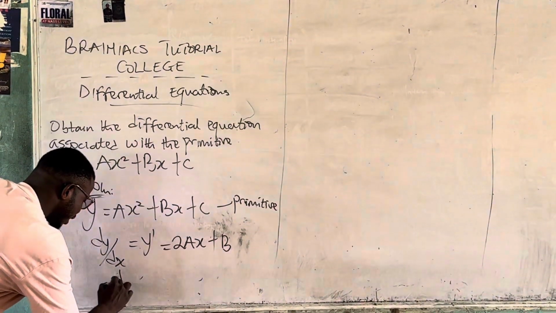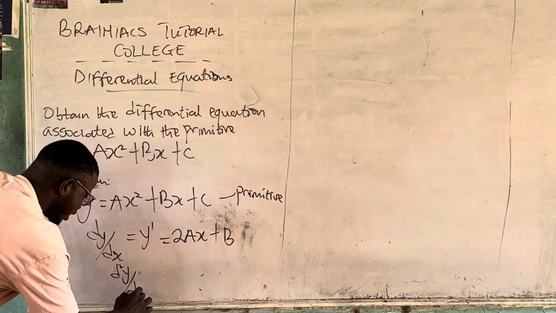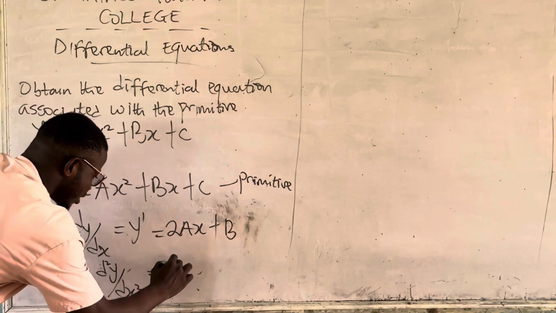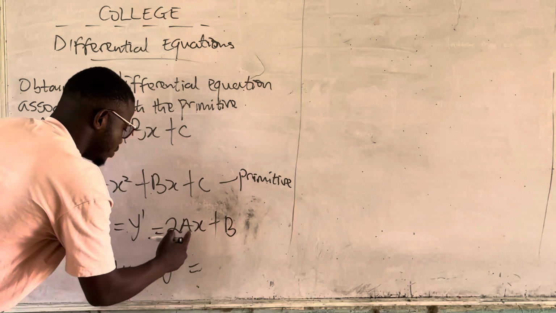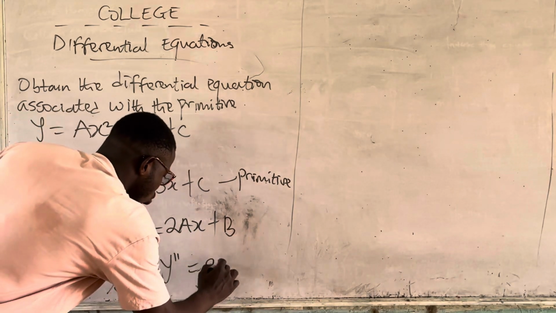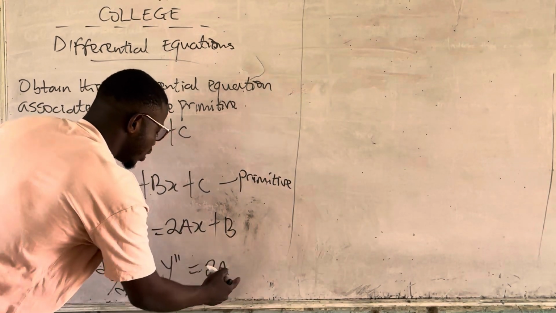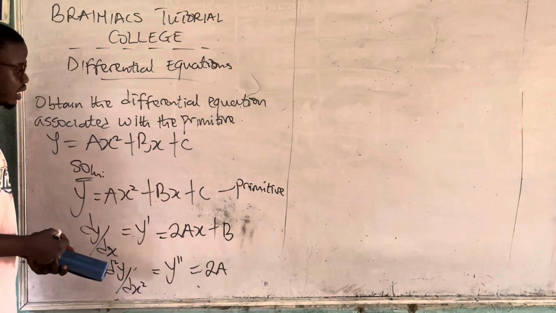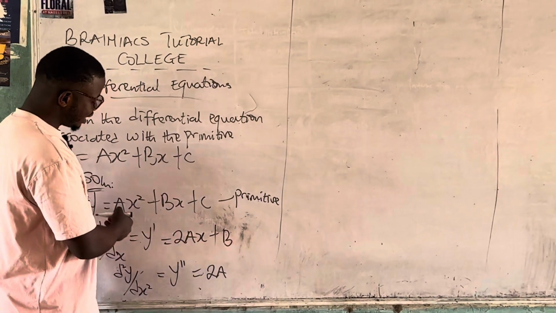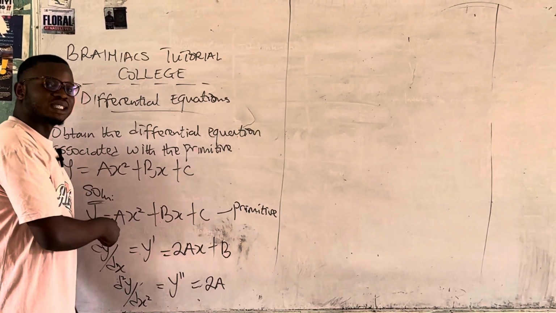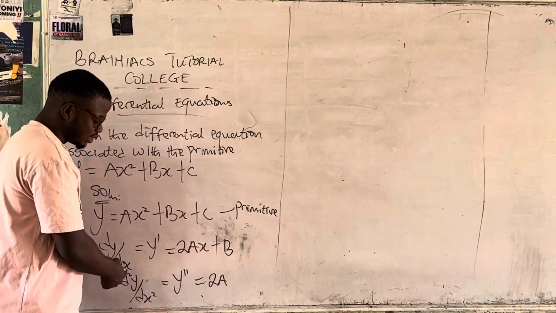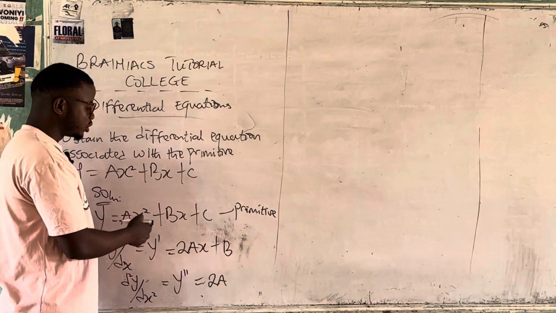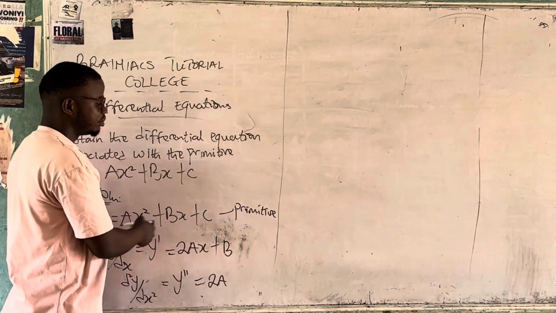So now differentiating the second time, that will be d squared y over dx squared, or we can also write it as y double prime, is equal to, we differentiate this one the second time, that will give us 2A. Now differentiating B, that will give us 0. So now we differentiate the third time. Don't forget that there are three essential arbitrary constants here. That means we need to differentiate three times before we can obtain the differential equation associated with this primitive.